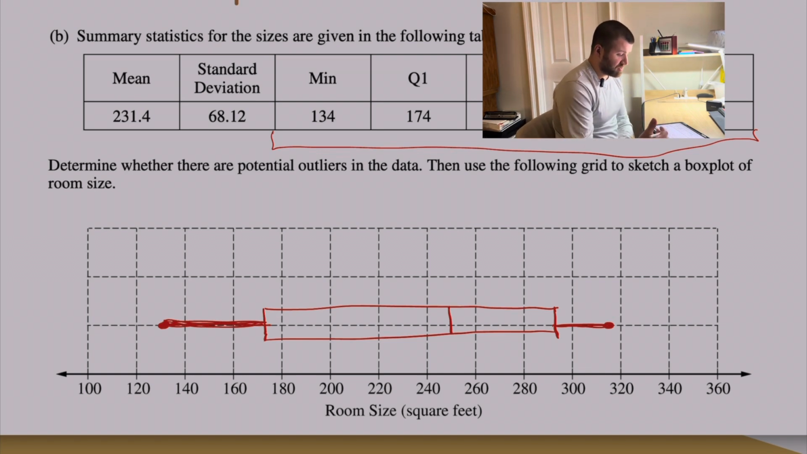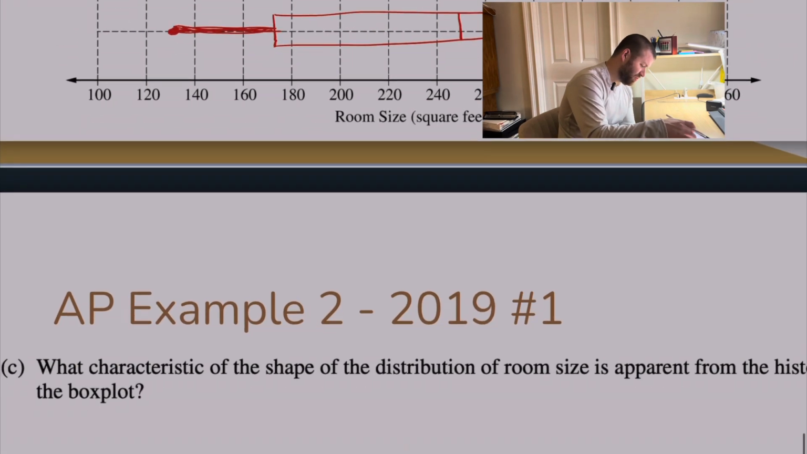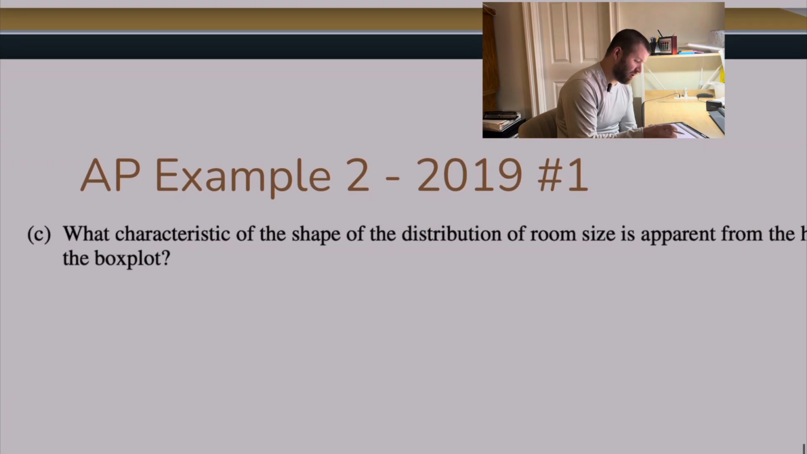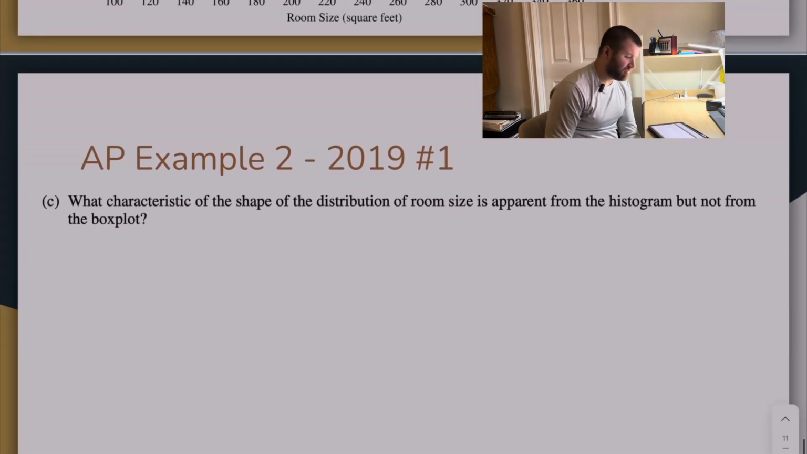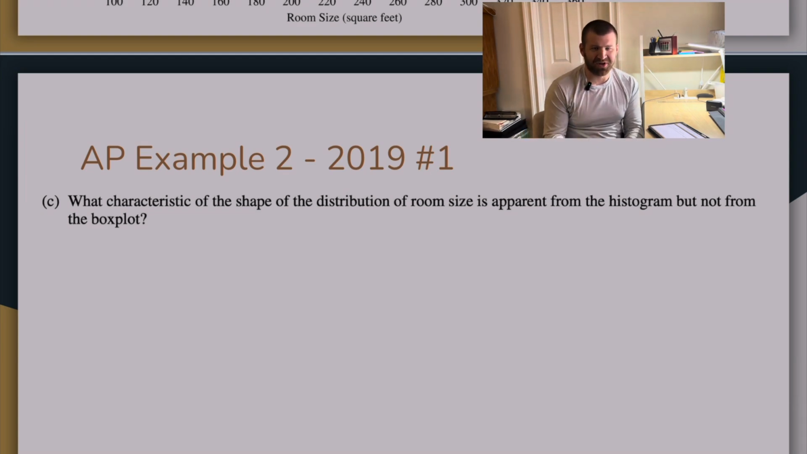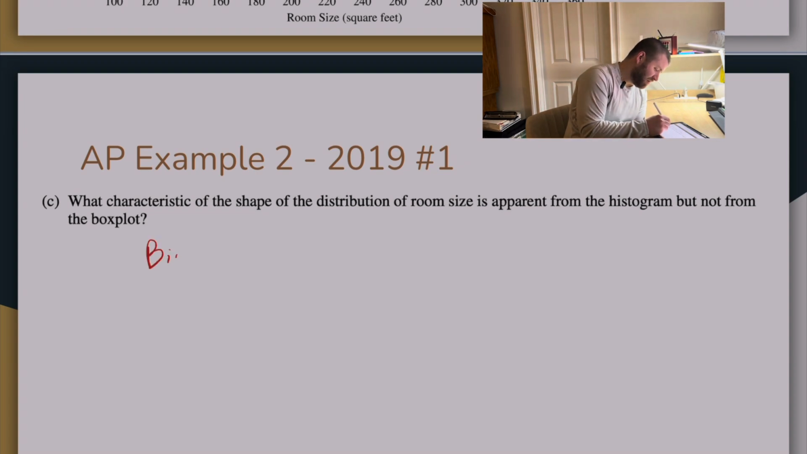Now, here's my box plot, which appears to be fairly symmetric. And again, this is a very rough sketch of mine very quickly. I didn't actually meter this out to determine exactly where things should be. But what's interesting is the very last question, which is, what characteristic is apparent from the histogram, but not from the box plot? This is meant to illustrate that you cannot tell shape. And the answer to this is the bimodal shape.